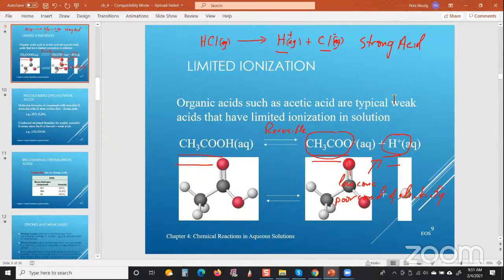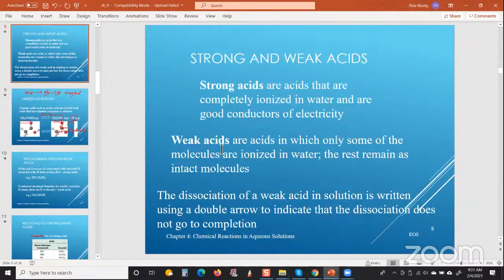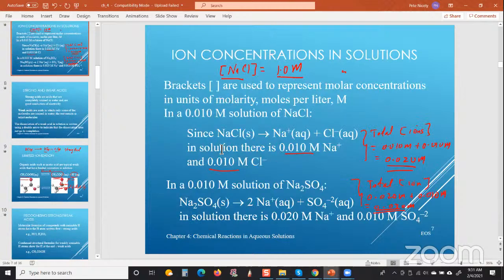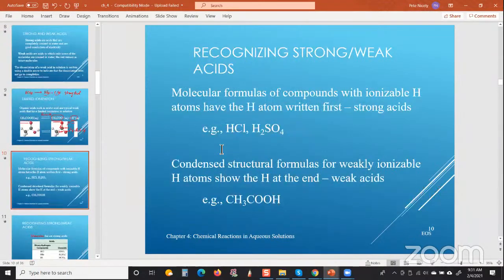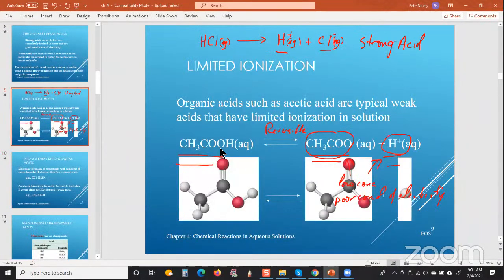Just to recap a bit, strong acids will undergo complete dissociation, and therefore they are very strong conductors of electricity, while weak acids will undergo incomplete or partial dissociation, and as a result, they will not conduct electricity as well. The example of a weak acid that we have here is acetic acid. An example of a strong acid would be hydrochloric acid.